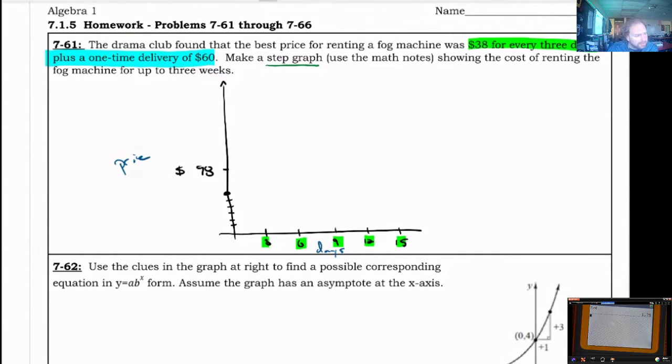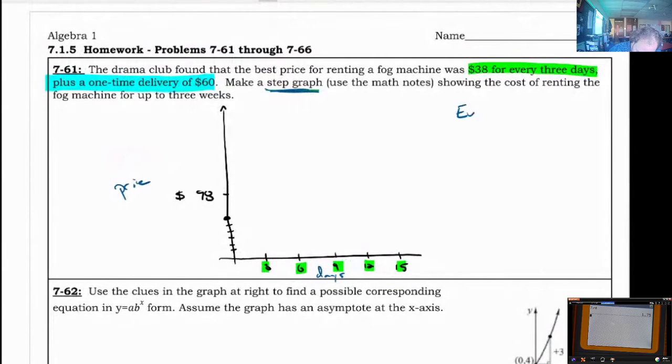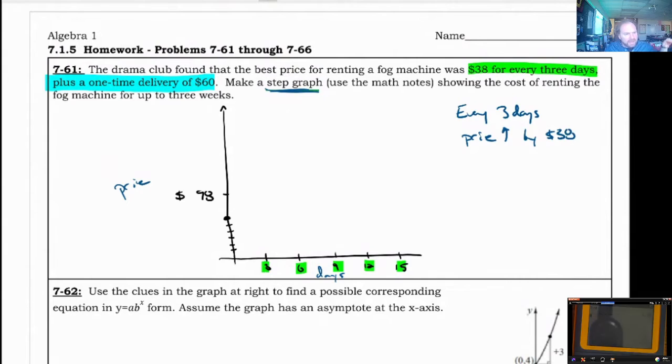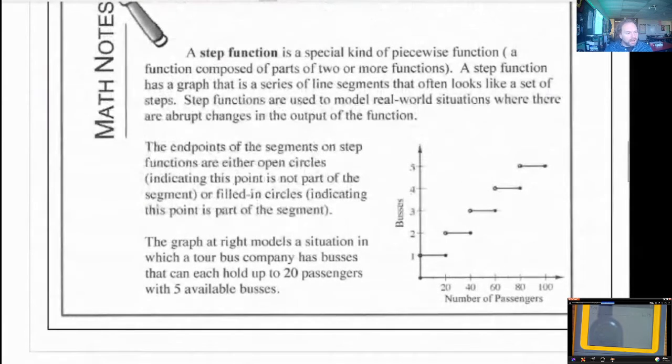Now we're making a step graph for this because every 3 days that go by, the price is going to go up by $38. So every 3 days, price goes up by $38. And then it stays that cost until the next time, and then it pops up and stays that way until the next time. So there is a step graph tutorial on your notes. If you flip back one page to the math notes right there, step graph is going to look something like this.